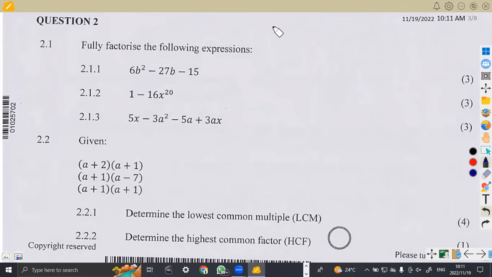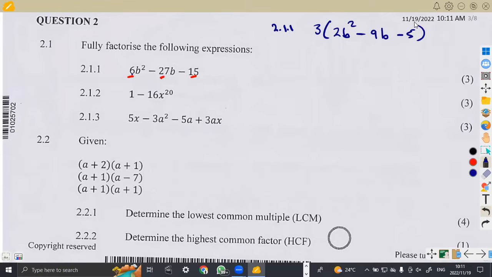We are given on 2.11 6b squared, whatever that we have. But if we cross-check here, we can see that between 6, 27, and 15, there is a highest common factor, which was 3. So we can actually factor out 3 first. Before anything, we can factor out 3. That's 6 divided by 3, we are going to have 2b squared, minus 27 divided by 3, which is going to be negative 9b, minus 15 divided by 3, which is negative 5. So this is what we're going to have.